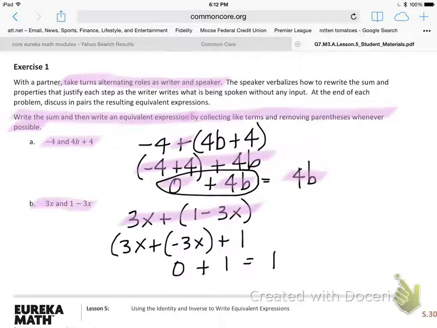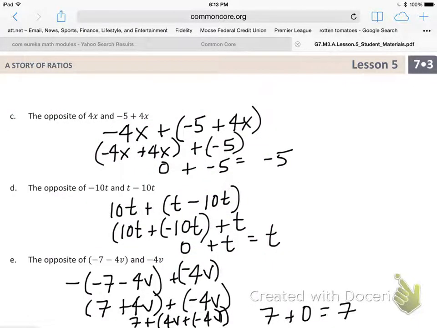Okay, and then just grouping these, any order, any grouping idea. Just getting those 3x's together, the -3x and the 3x, and then of course the additive identity property of 0.